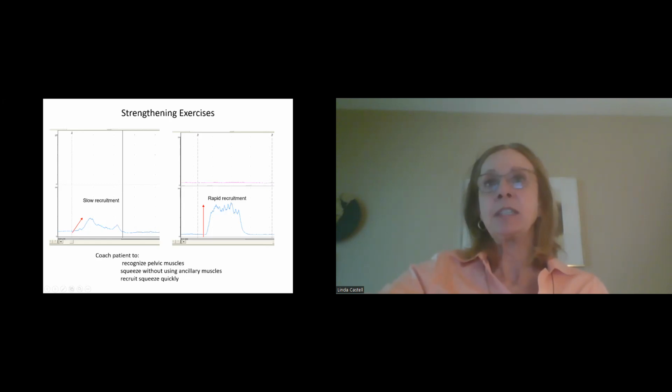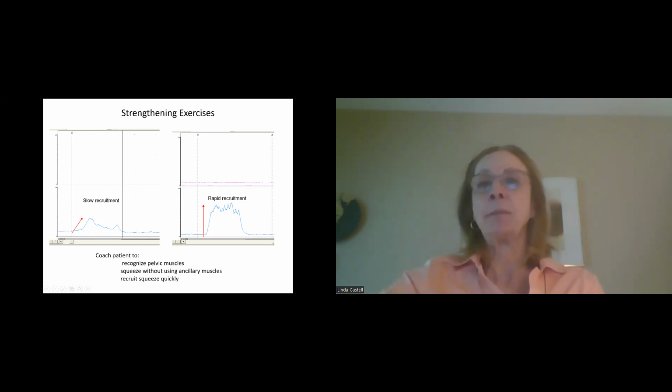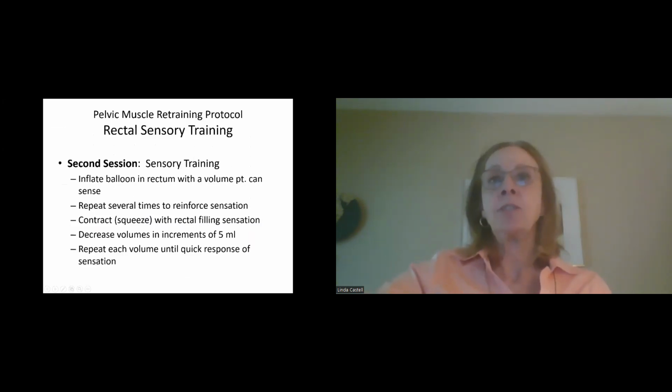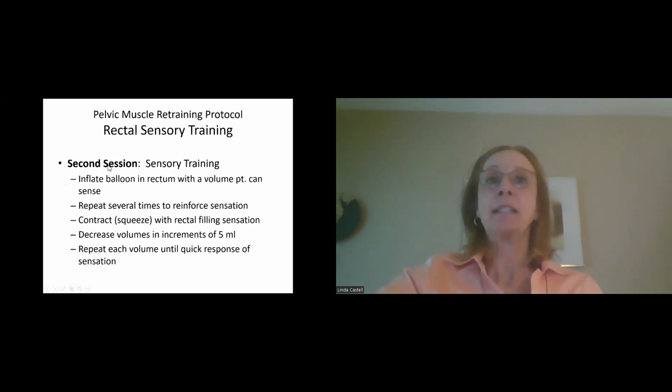We're going to teach them, just like we did with our pelvic strengthening exercises, that they're going to hold it at home. They're going to rest for 10, squeeze for probably 10 seconds, rest for 10, squeeze for 10, rest for 10. So they're going to do those exercises at home for a couple of weeks. Then they're going to come back for their second session.